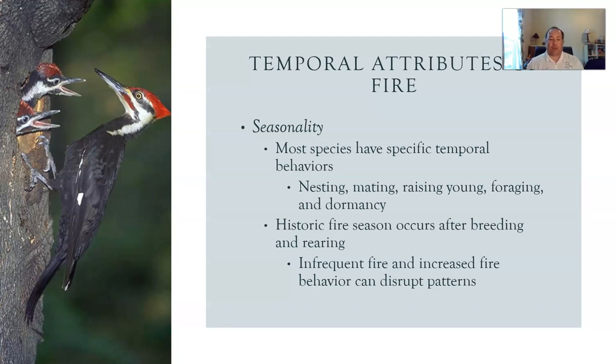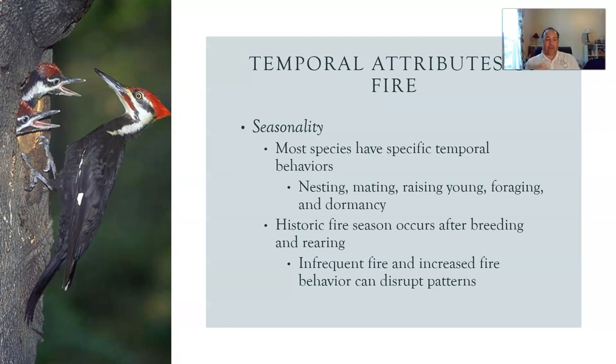So the historic fire season here in California happens after breeding and rearing of the young. And there, to me, that is not an accident. It's not like, oh, well, good thing that the fires happen right after all the young are ready to go. It's not really an accident. It's that the animals have adapted their behavior to make sure that they are done with their breeding and rearing by the time that the fires come about, so that their young have a chance to survive.